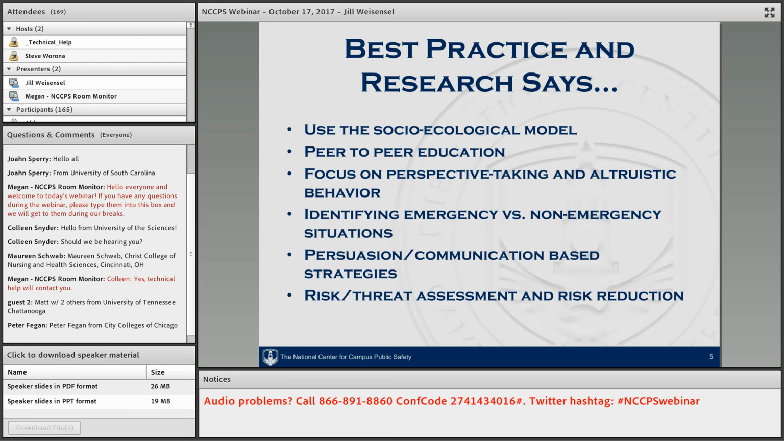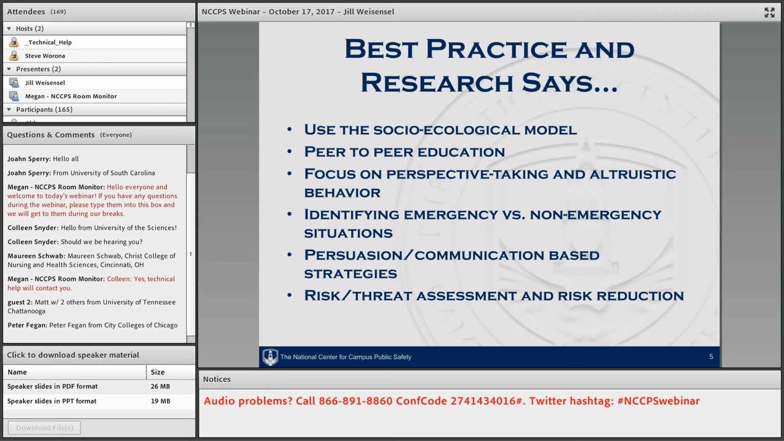The third point on there is to make sure you have a piece in there that includes perspective taking and focusing on the altruistic behavior. As we know, perspective taking is going to be empathy creating, and that's going to lead to that altruistic behavior, the selfless or for-others action that we are looking for in a bystander program that will work well for you.